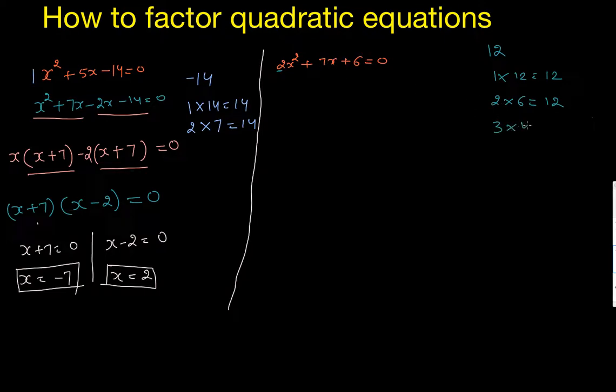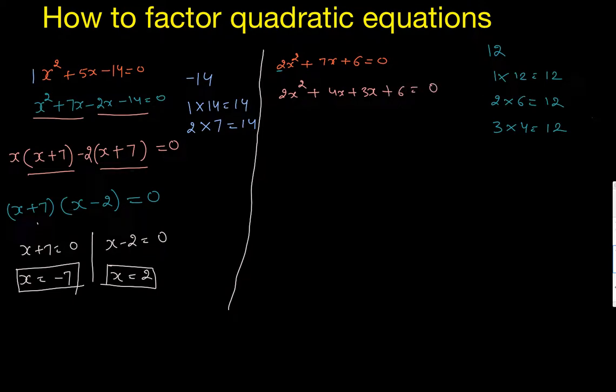Let's try 3. 3 times 4 is 12. This will work. See, if you add 3 and 4 it gives you 7x. When you multiply 3 by 4 it gives you 12. So what I'm gonna do, I'm gonna break down 7x into 4x plus 3x, and this 6 will be there, is equal to 0.